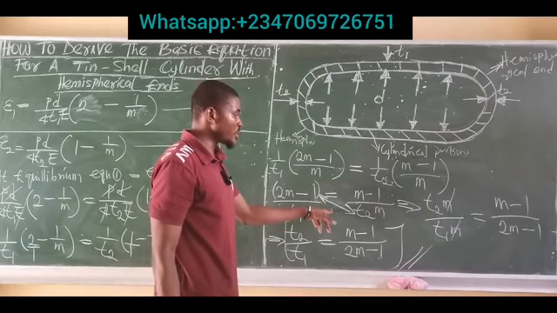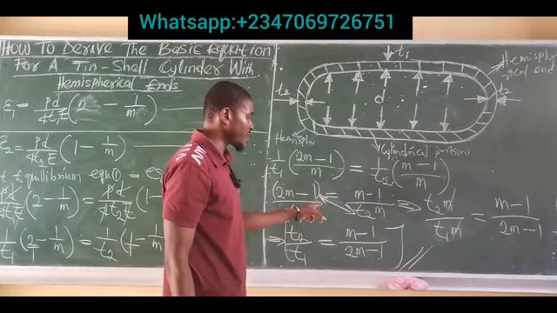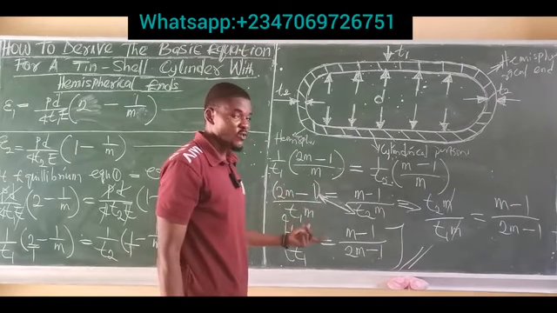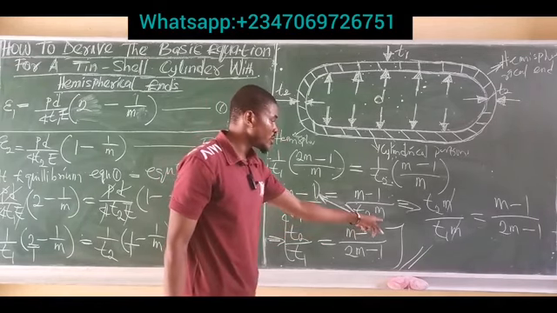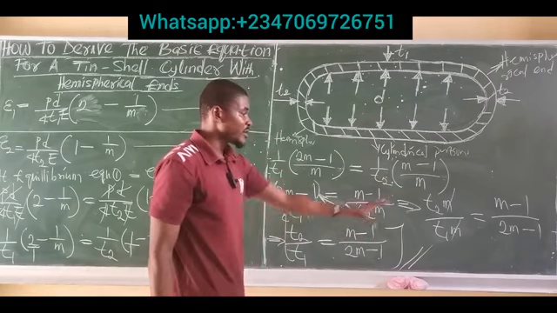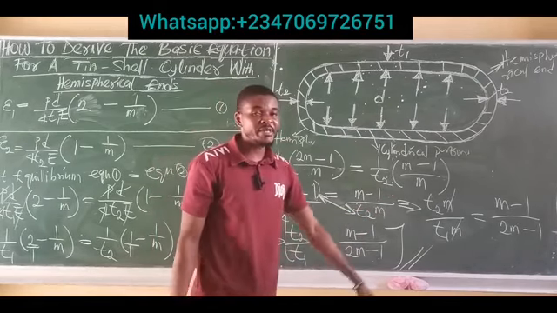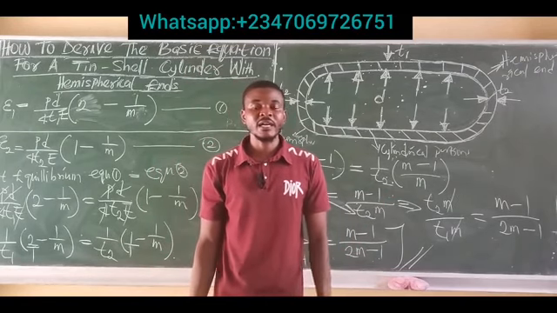So it all boils down to this. Once you get to this point, all you need to do is a one-sided cross multiplication and changing of position. So 2m minus 1 simply takes over the position of T2 times m, and T2 times m takes over its own position, and you have that equation. This is the basic equation for a thin shell cylinder with hemispherical ends.